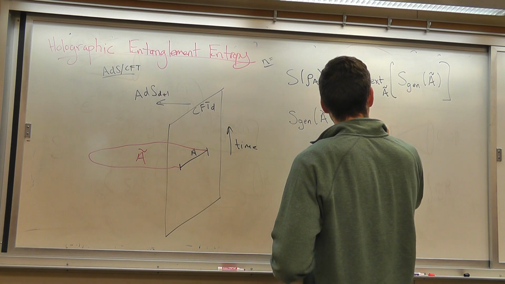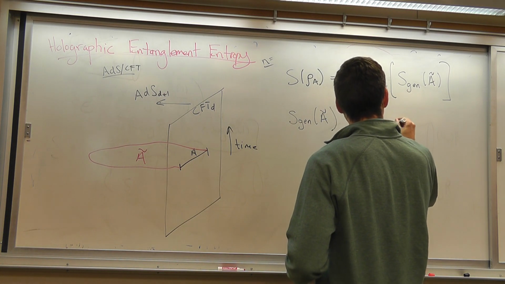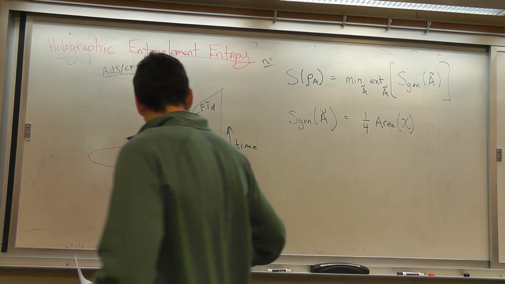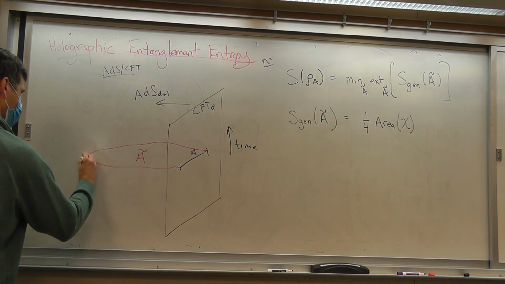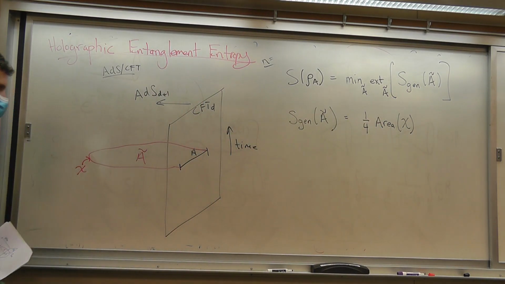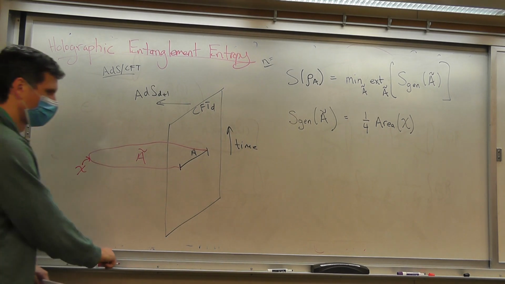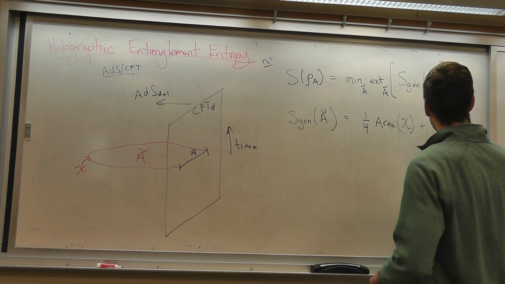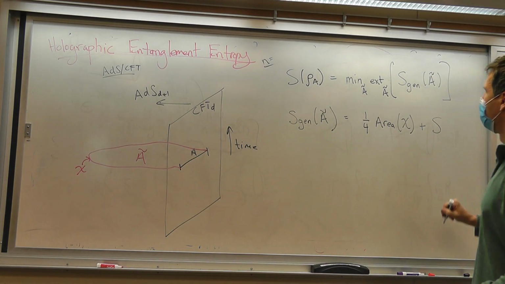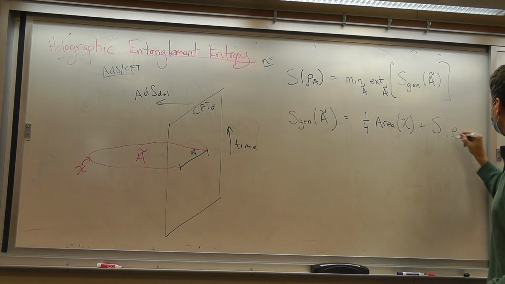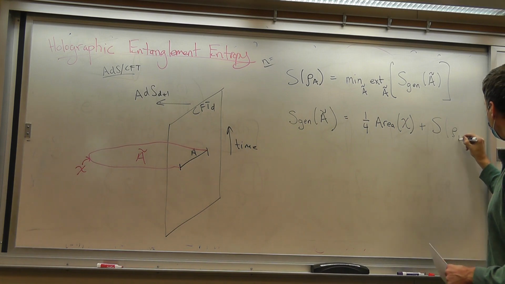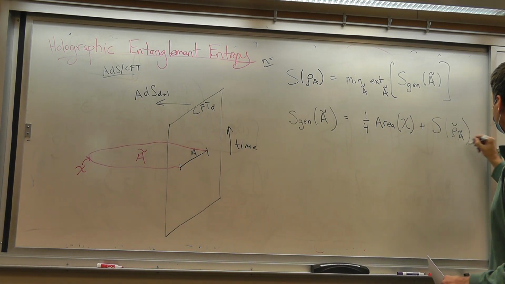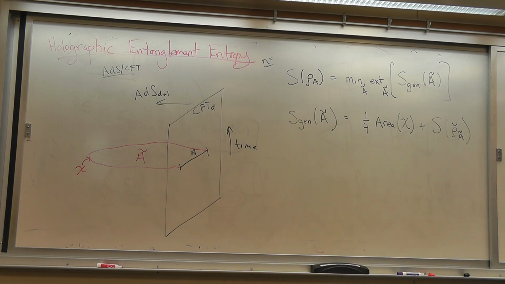It's a quarter of the area of chi, where chi is this surface that I drew, plus S of rho A tilde, which I'll define in a second.